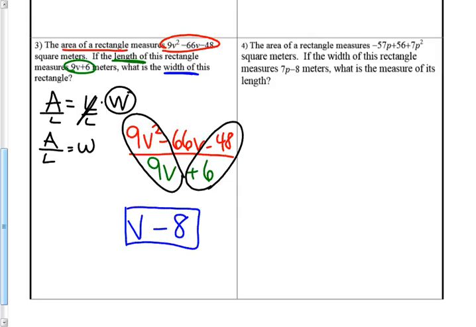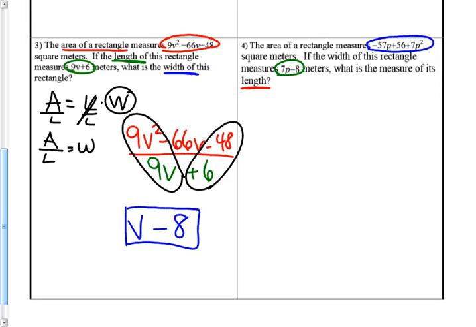Okay, last one, another area, length and width problem here. So we're going to have to divide here. It says the area of a rectangle measures negative 57p plus 56 plus 7p squared. If the width is 7p minus 8, what is the length?